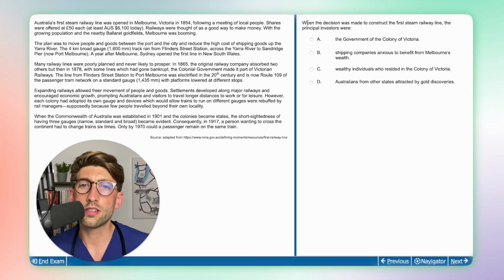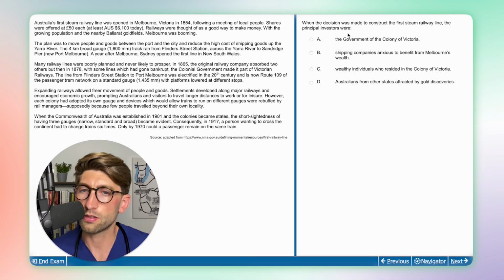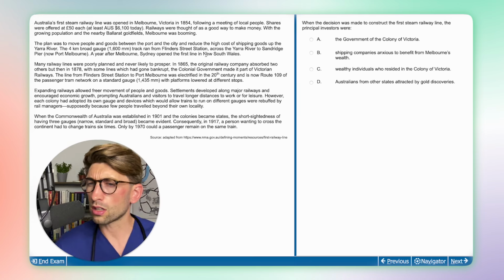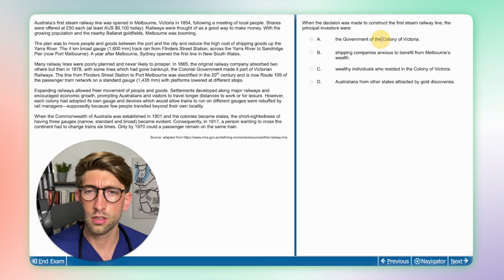Second question: when the decision was made to construct the first steam railway line, the principal investors were... Okay, so we're looking for decision, steam railway, principal investors. Shares were offered, but it doesn't say anything about a buyer. The principal investors are someone who's investing. So the plan was to move goods between there and here for the station. Now what I might do at this stage, I'm just talking you through rapidly what goes through my head. I'm probably going to look for Colony of Victoria, wealthy in the Colony of Victoria, the government. So let's have a look.